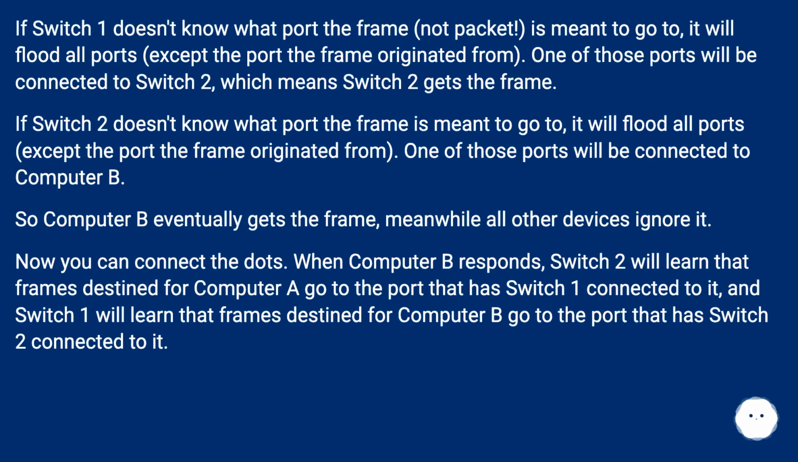If switch 1 doesn't know what port the frame, not packet, is meant to go to, it will flood all ports, except the port the frame originated from. One of those ports will be connected to switch 2, which means switch 2 gets the frame. If switch 2 doesn't know what port the frame is meant to go to, it will flood all ports, except the port the frame originated from. One of those ports will be connected to computer B. So computer B eventually gets the frame, meanwhile all other devices ignore it. Now you can connect the dots.